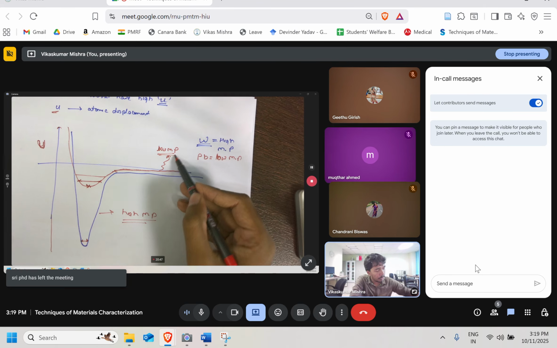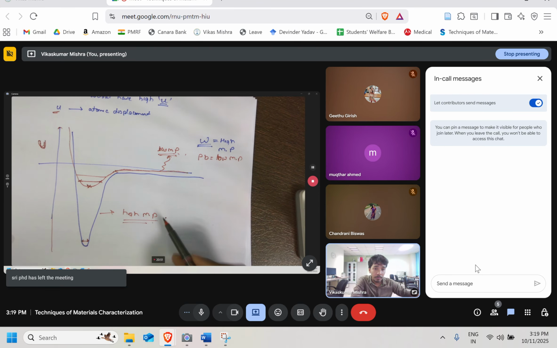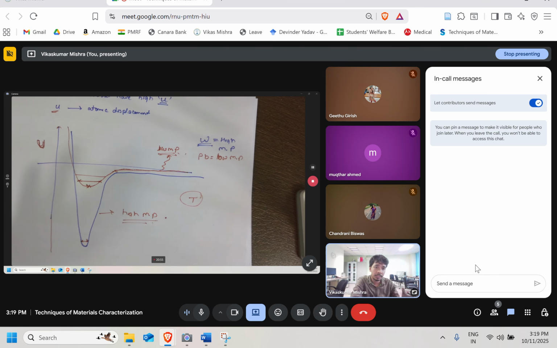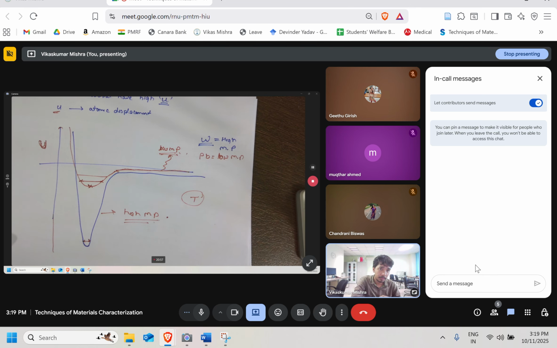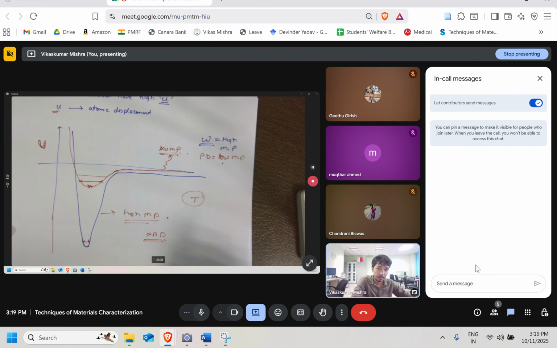So among these two, the low melting point and the high melting point, which one is more temperature dependent, like very temperature sensitive? Whose diffraction pattern, XRD pattern, will be more temperature sensitive, the low melting point one or the higher melting point one? Can anyone answer that?